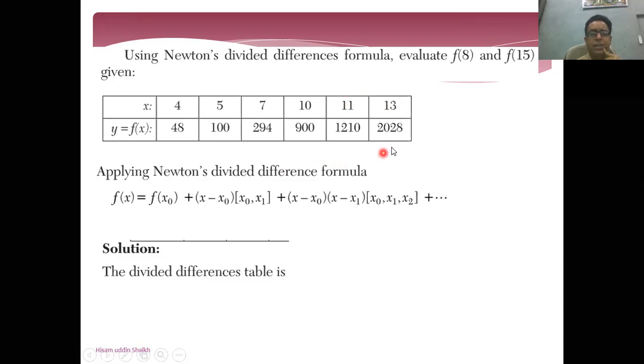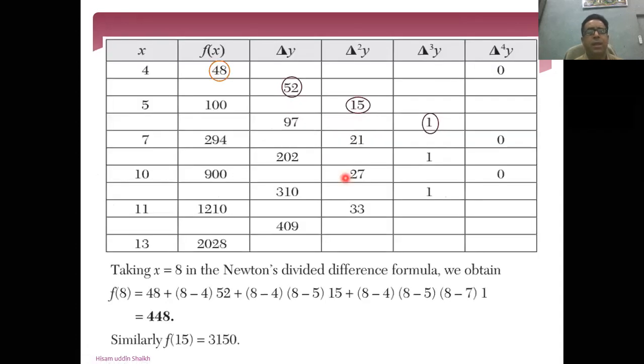For easiness, this table can be converted into a difference table, just like here. The first column is x, the second column is y. We can extend these two columns into more differences according to the definition of Newton divided difference. First difference: 100 minus 48, that's 52. It's the y difference. We need the x difference: 5 minus 4, 1. Divide both: 52 divided by 1, that is 52.